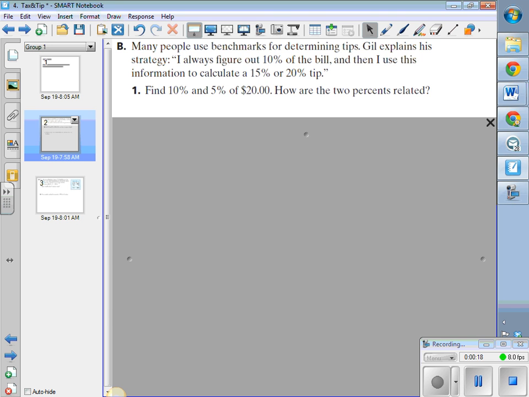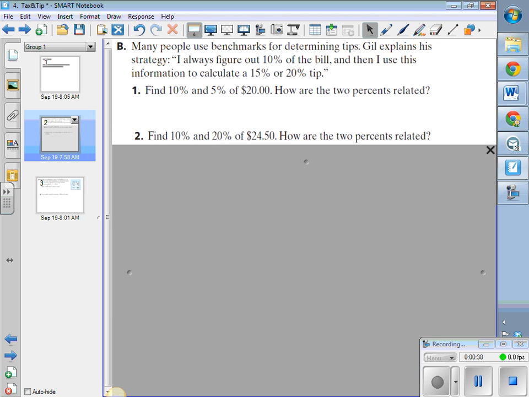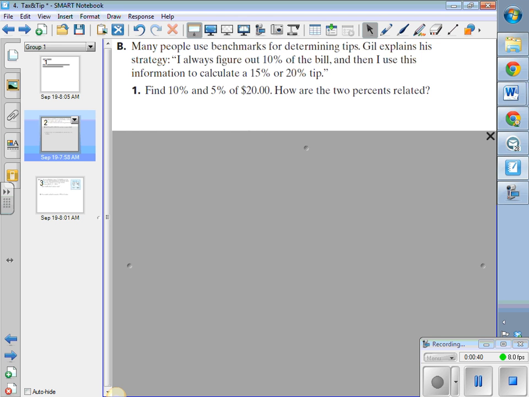Gil explains his strategy. I always figure out 10% of the bill and then use this information to calculate a 15 or 20% tip. Find 10% and 5% of $20. How are the two related? So 10% of 20. So we can take what we know about our percents to figure this out.